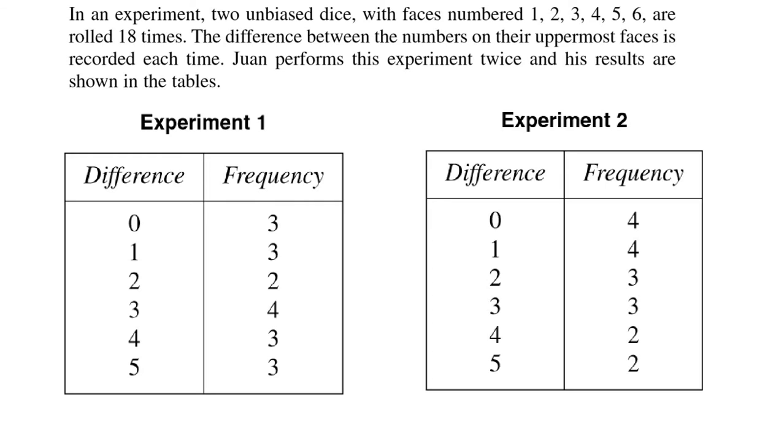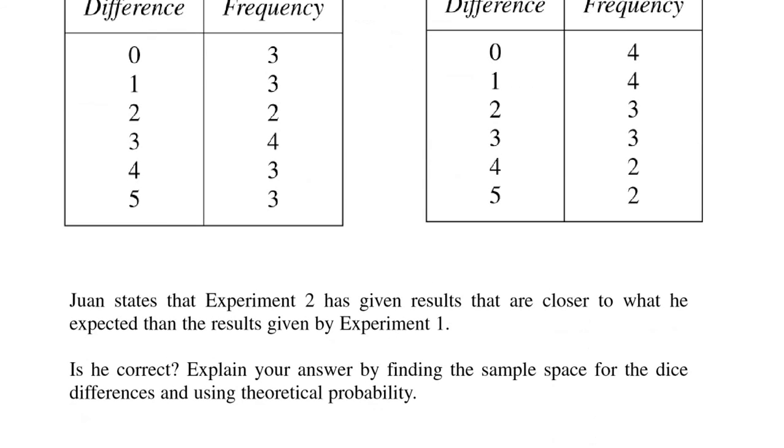And he actually did that 18 times, recorded it as experiment 1, and he finished. Then he did another experiment, so we record experiment 2. So you've got 2 different results here. We need to work out which experiment is closer to the theoretical expectations. So we have to work out the theoretical probability first.